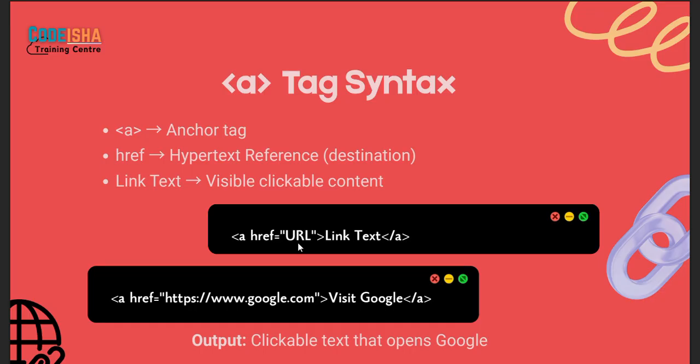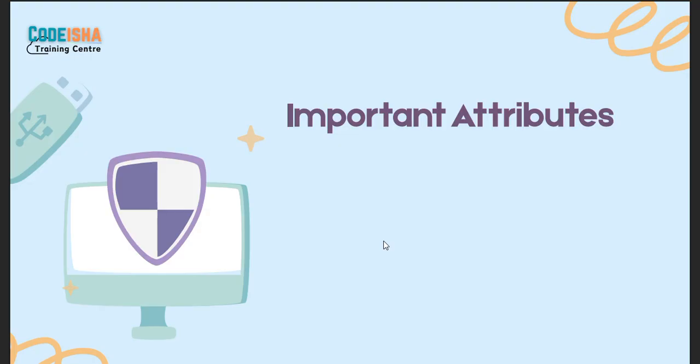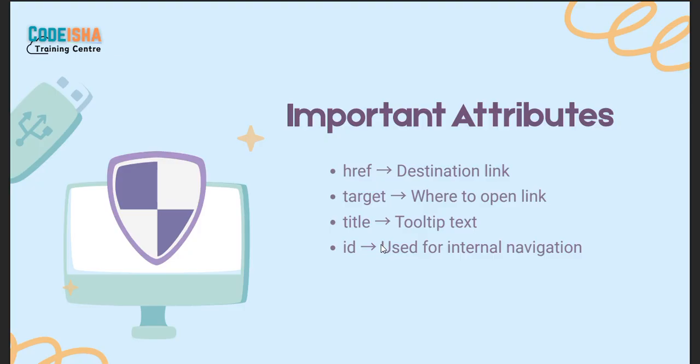So here is a simple example with a use case like Google. Once the end user clicks on visit Google, it opens the Google search bar, or whatever end destination link you added, it will open that link or web page. So let's see writing this piece of code for the a tag syntax. Here the important attributes are also there. Let's see what they are for the a tag.